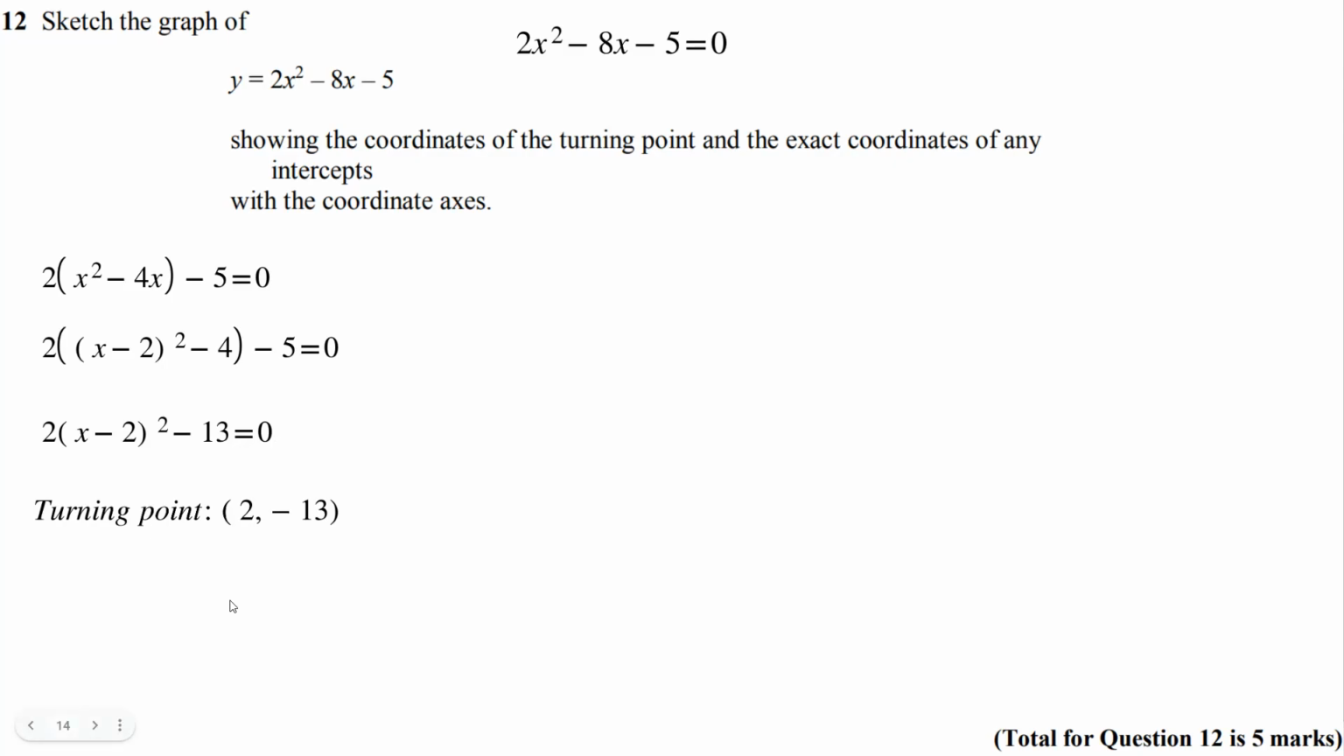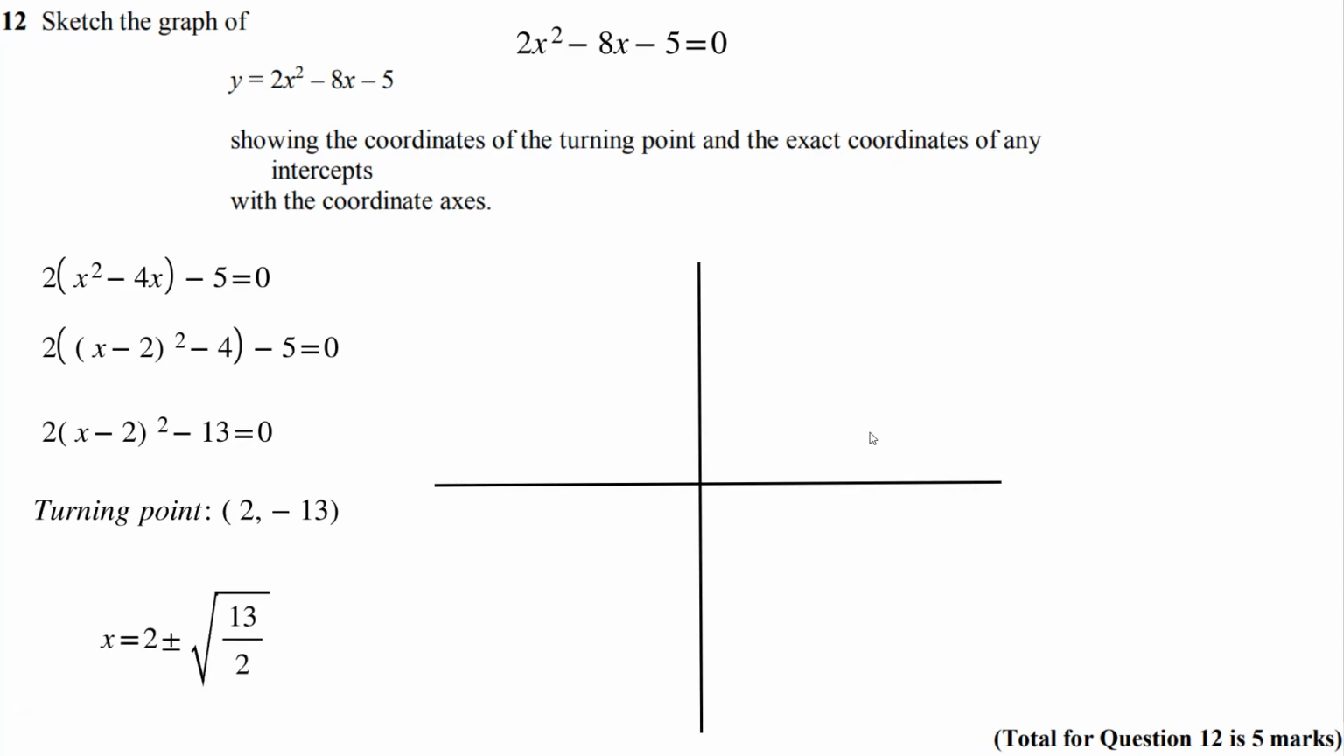So x equals 2 plus or minus root 13 over 2. Like that. Now draw your coordinate axis on and roughly sketch this. Just try and make sure it's accurate, especially with the turning point being on the positive x side, so down here. And then just label that. So 2 plus root 13 over 2.